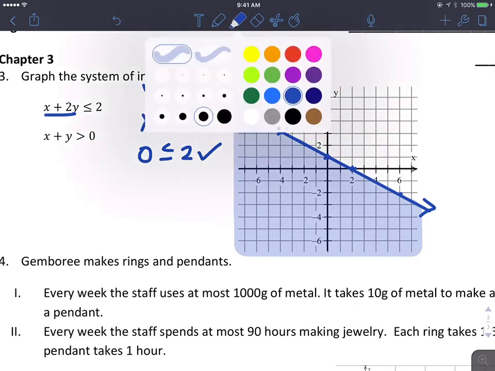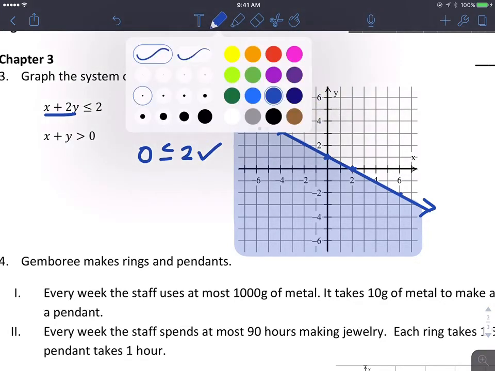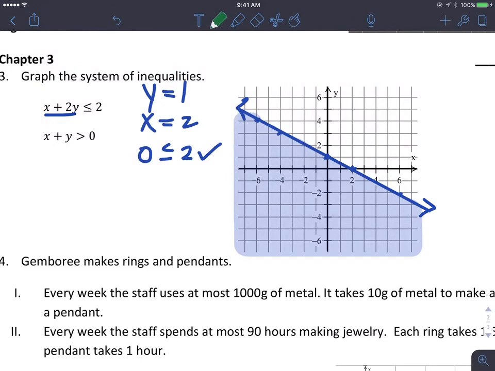All right, so now the other line: x plus y is greater than 0. When we do the cover-up method for this one, they're both going to equal 0. If I cover up the x, y is 0. Cover up the y, x is 0. We know there's going to be the point at (0, 0), but the cover-up method doesn't really work. I'm going to have to solve for y.